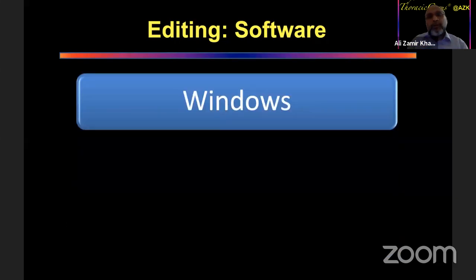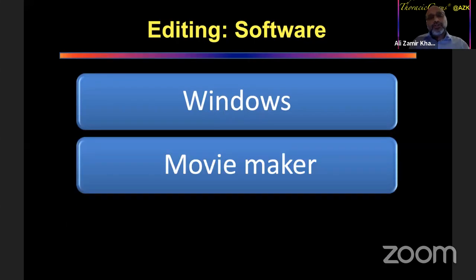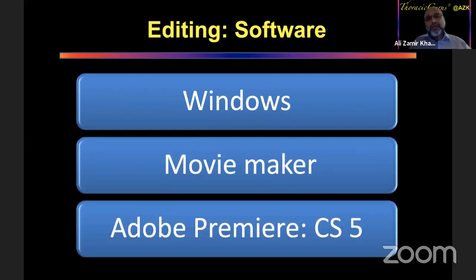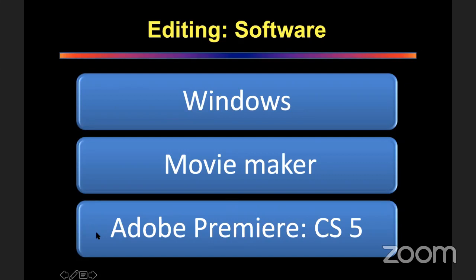If you don't have Apple, then you can use Windows. And if you're going to use Windows, then Windows comes with Movie Maker, which is an inherent software like iMovie in Apple. But really, you got to look at Adobe Premiere, and CS5 is out of date. It is CS8, I think, or 9 that has come in now. So you really need the latest Adobe Premiere. This is the one that you must use for all video editing.